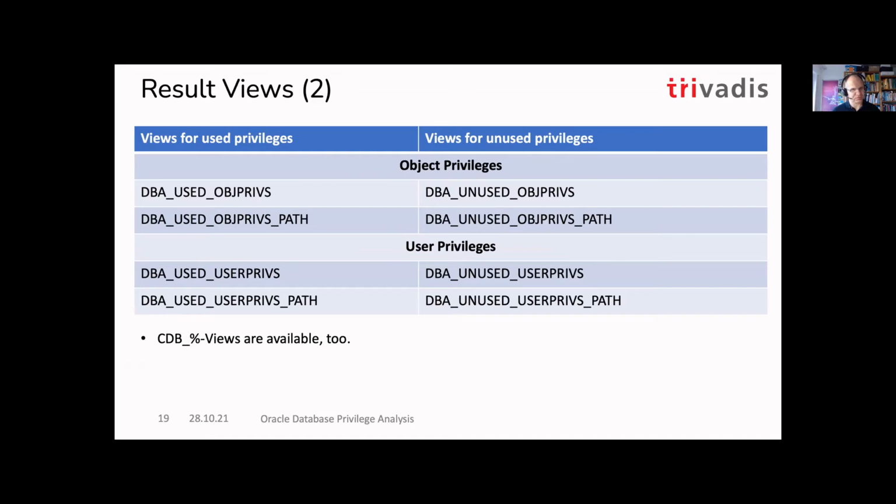And we have for object privs the same thing, DBA_USED_OBJPRIVS, DBA_USED_OBJPRIVS_PATH, and DBA_USED_USERPRIVS_PATH.